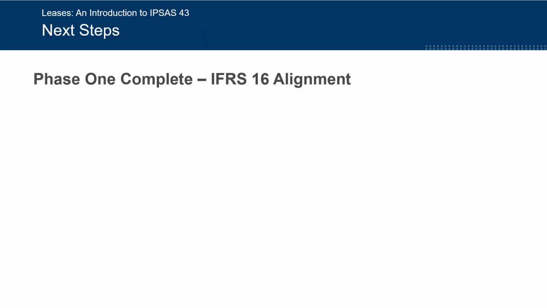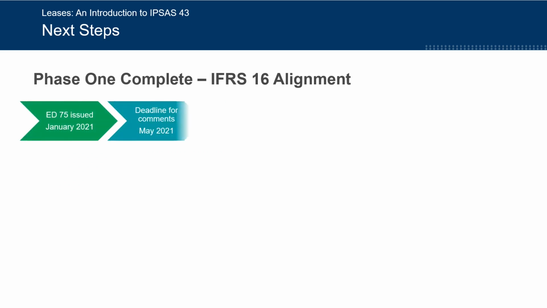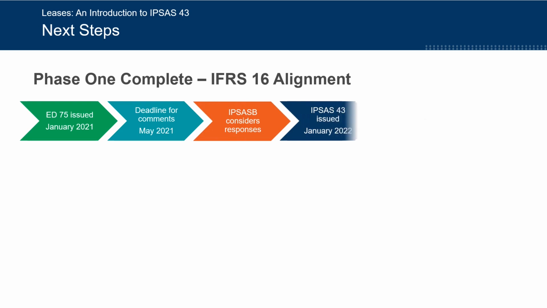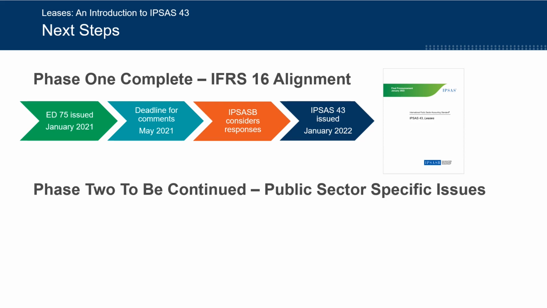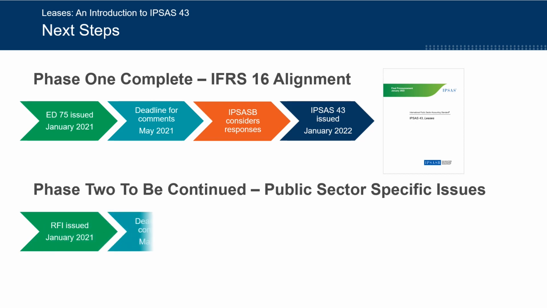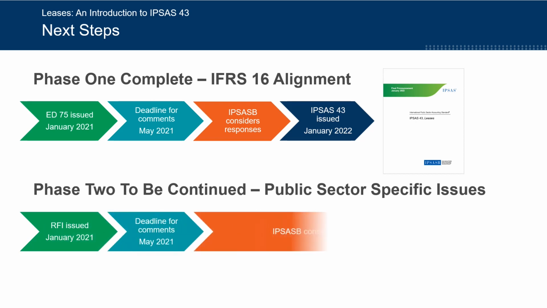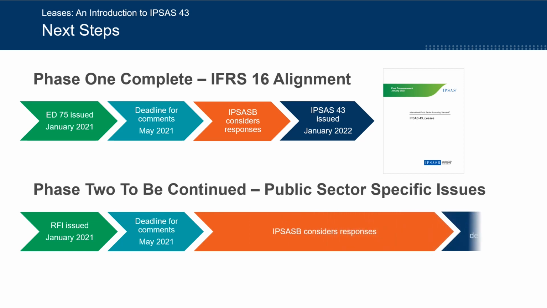Thank you, João. IPSAS 43 completes Phase 1 of the IPSASB's Leases project by issuing an IFRS 16 aligned standard in January 2022. Phase 2 of the IPSASB's Leases project will now continue by considering public sector specific issues such as concessionary leases and other arrangements similar to leases. As part of Phase 2, the IPSASB has issued the Request for Information, RFI, on concessionary leases and other arrangements similar to leases, and has already received comment letters from its constituents. The next steps will be determined once the IPSASB continues its review of responses to the RFI.